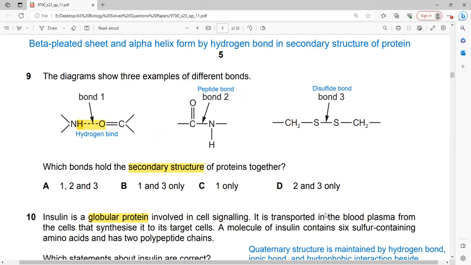The secondary structure of the protein is maintained in the form of the beta-pleated sheet and the alpha helix. So the only component that is responsible is the hydrogen bond. That's why C is our correct option here.